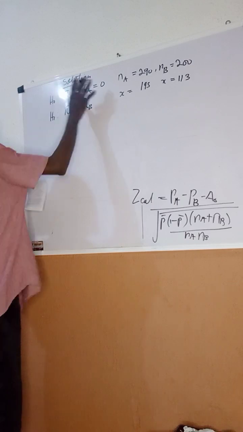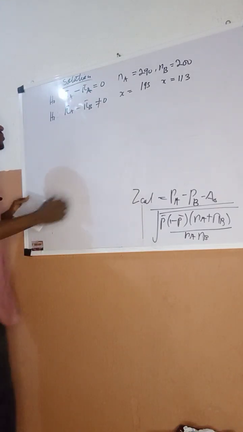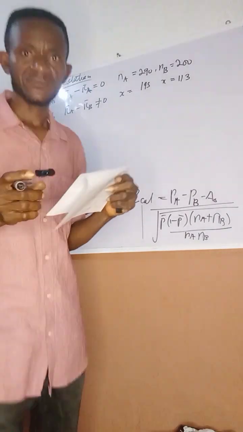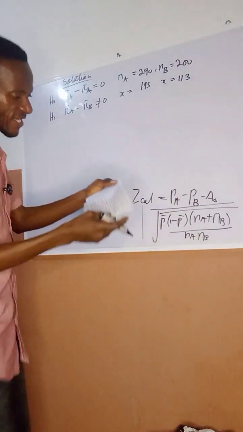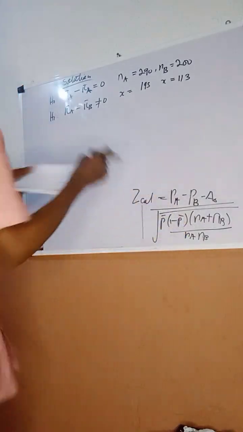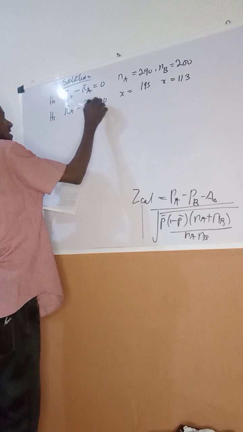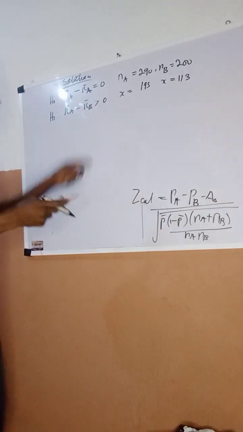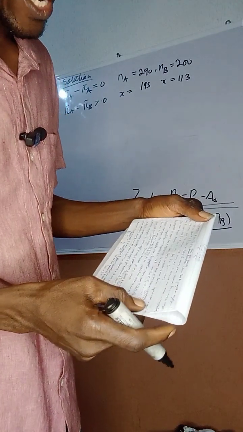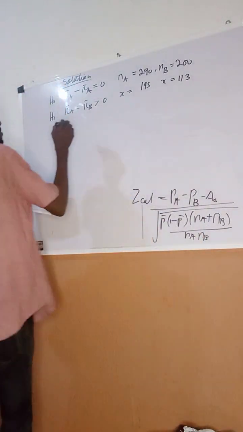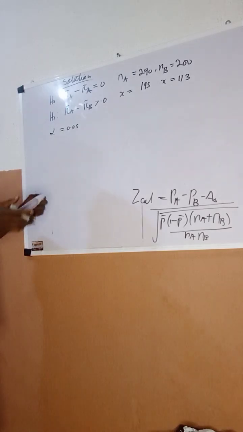That is the same thing as saying that pi A minus pi B is not equal to 0. Okay? Because you say test this claim that pi A is greater than pi B, which means we say that pi A minus pi B is greater than 0. Sorry about that, because we are talking about greater. At alpha equals 0.05.